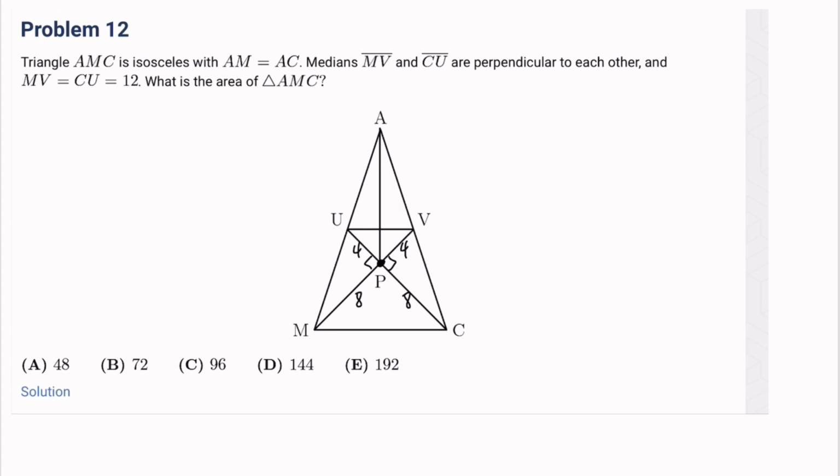And so we want the area of triangle AMC. So we want the area of the whole triangle, right? And since we know this area, and this area, and this area, right?